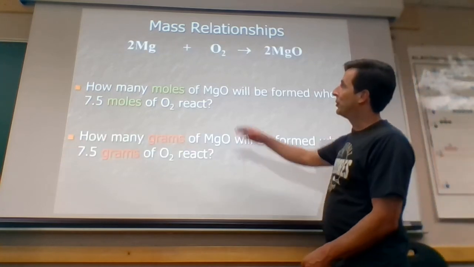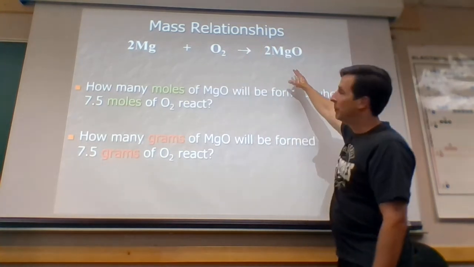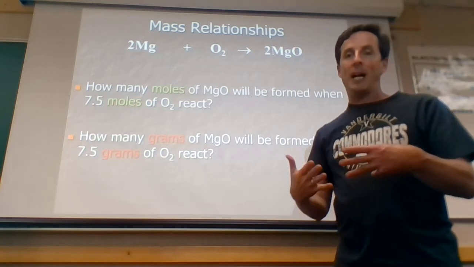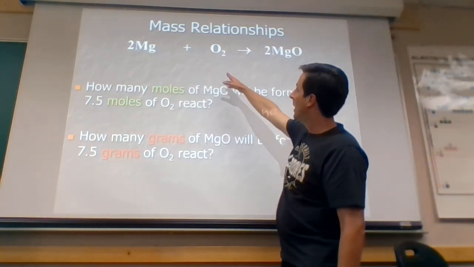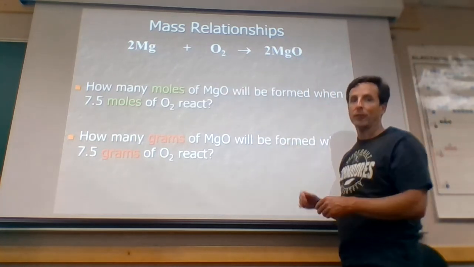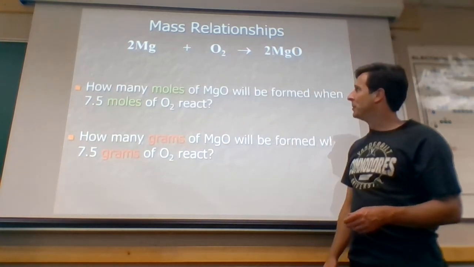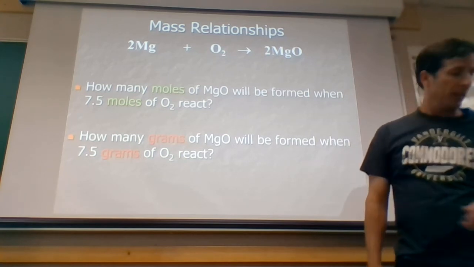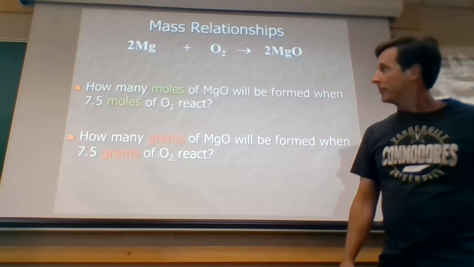I have a reaction, 2 magnesium atoms will react with 1 oxygen molecule to make 2 MgO formula units. Now again, I want to actually look at that reaction in terms of mole ratios. So it's going to be 2 moles of magnesium with 1 mole of oxygen to make 2 moles of magnesium oxide. That's kind of the best way to look at the reaction. So if I look at this first question, how many moles of MgO will be formed when 7.5 moles of O2 react? So again, I'm going to get my board out and start working.